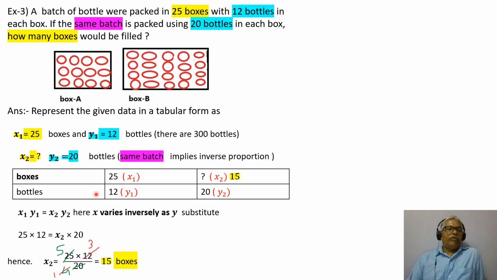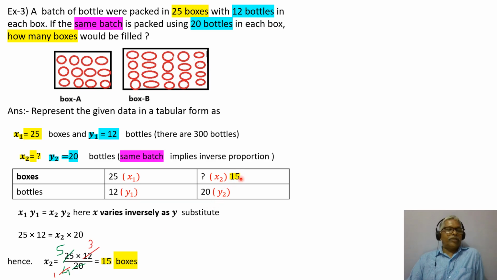Substitute 25 into 12 equals x2, which we have to find out, into 20. So do write this and keep the unknown as it is, don't do anything directly. Now take 20 down to the denominator side: 25 into 12 upon 20. Now 5 fours are 20 and 5 fives are 25, and here 4 ones and 4 threes. So 5 into 3 is 15. So x2 is 15.